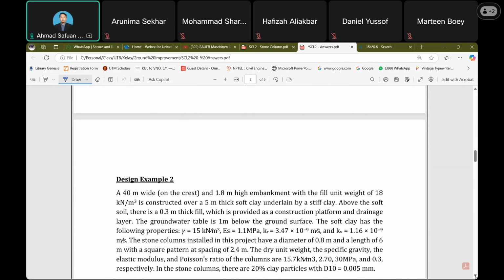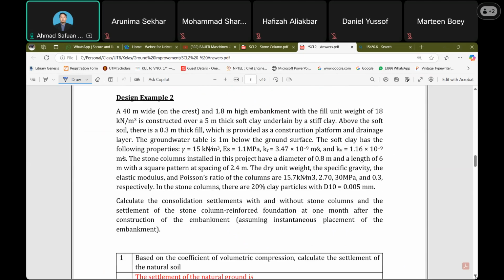So example number one. Any question before we move to example number two? Is there any question? Or I can proceed to example number two.